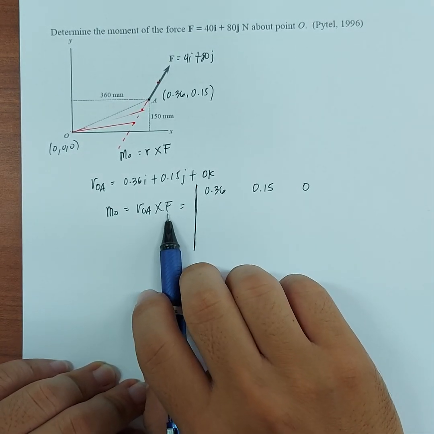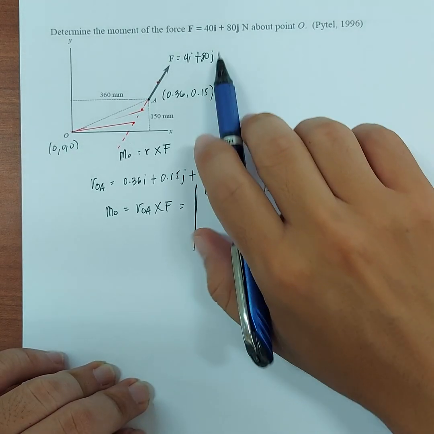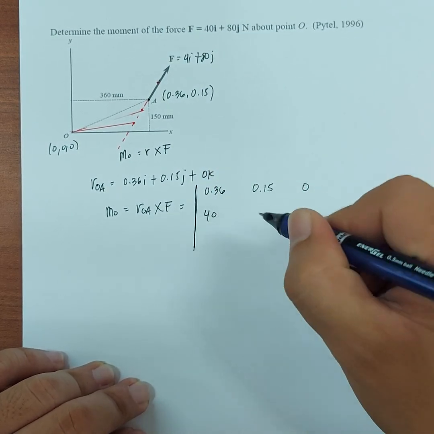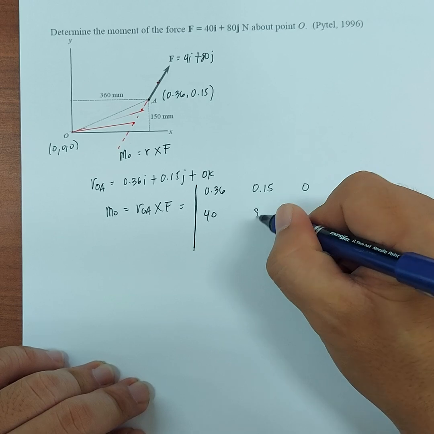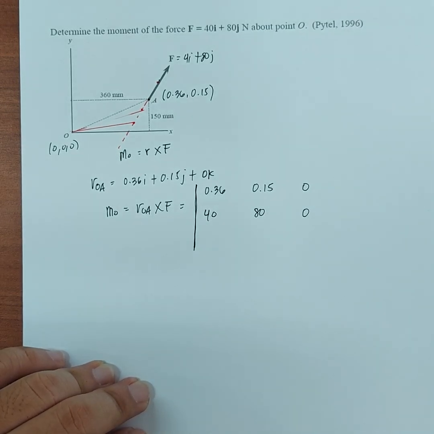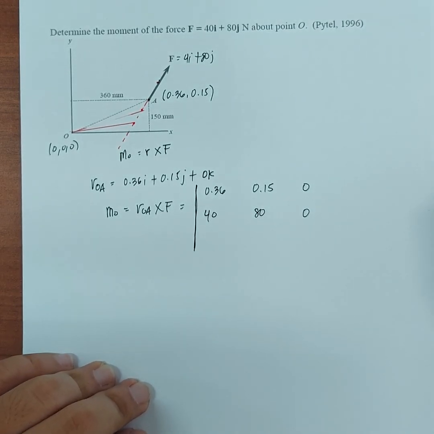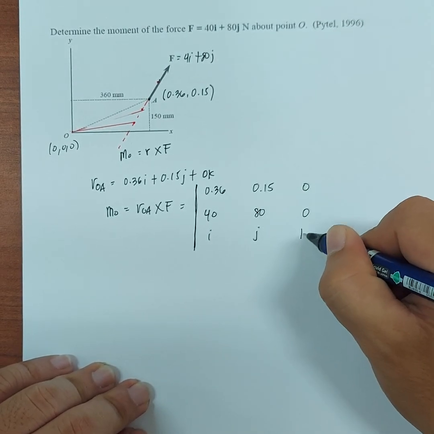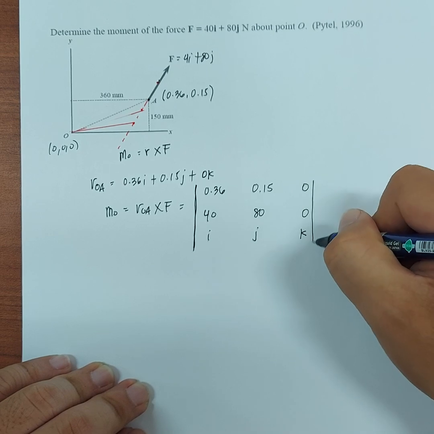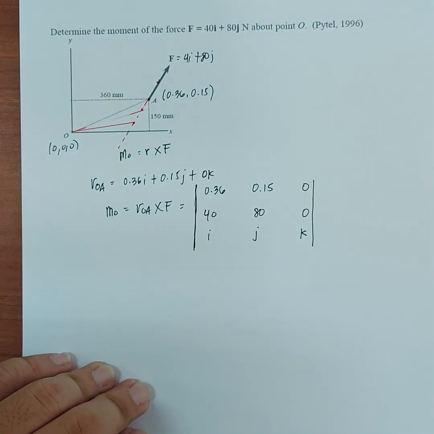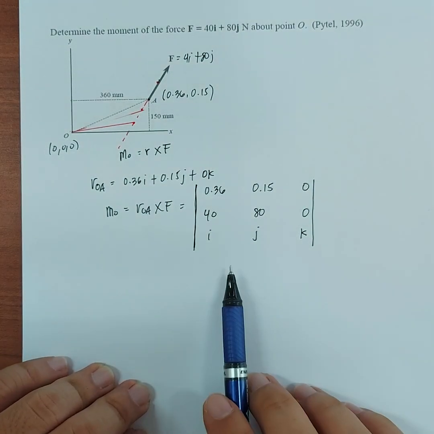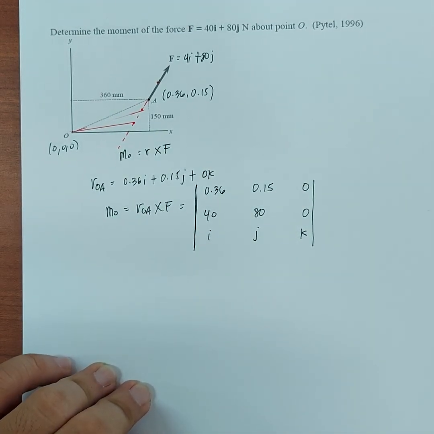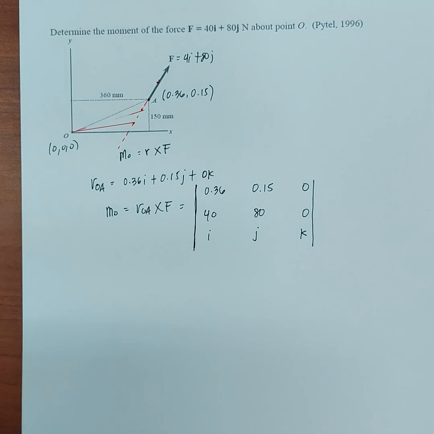Next, F. Our F is already given: 40 for I, J is 80, K is 0. And then our directions are I, J, K. So, let's solve the determinant of this matrix. Okay? So, how do you solve for the determinant?